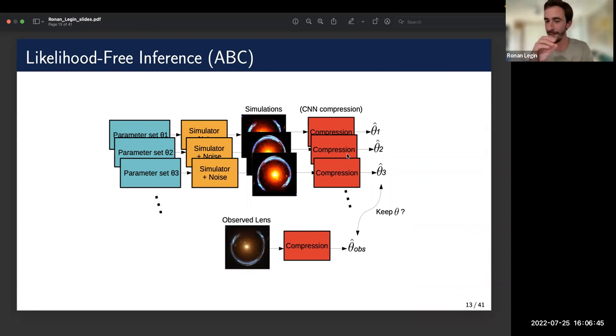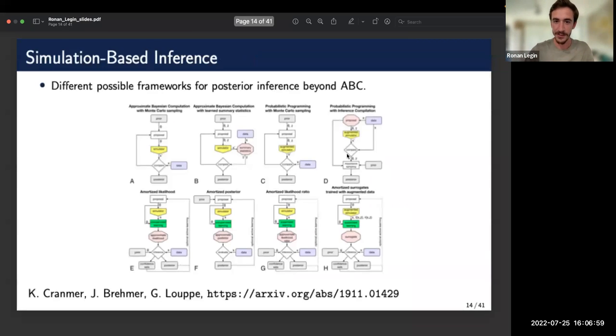And so these samples that you keep would be samples from the posterior. But with this whole setup, which is known as approximate Bayesian computation, you have to regenerate all these simulations every time you want to infer a different lens, which would not be tractable for these upcoming surveys. So we could look beyond ABC within this realm of simulation-based inference, as there are different methods that we can use. For example, I show a figure here of various setups, and one of these is ABC.